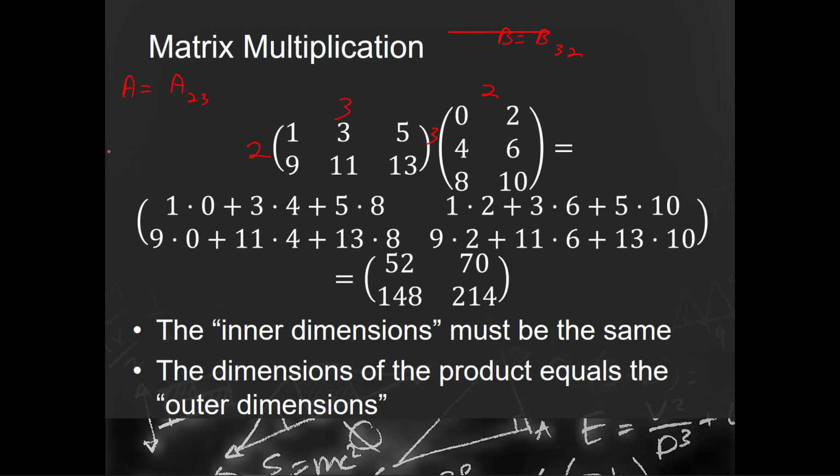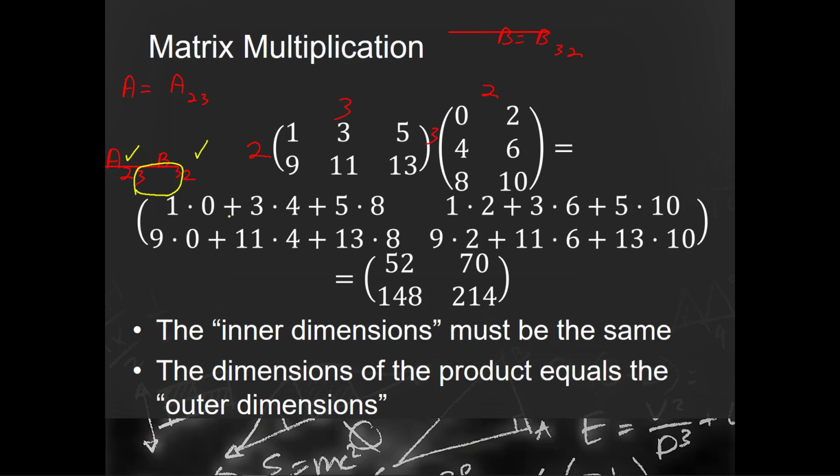If that's the case, then matrix multiplication is only possible when the inner dimensions, the 3's right here, are the same. If they are the same, you can do multiplication. And then what are the dimensions of the resultant matrix? Well, it's going to have that many rows, that many columns. It'll be a 2 by 2 matrix, as you can see here.